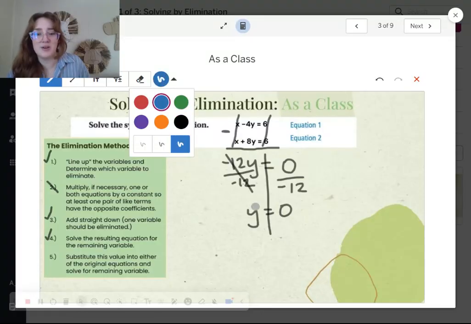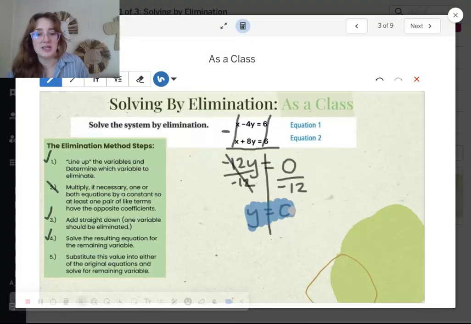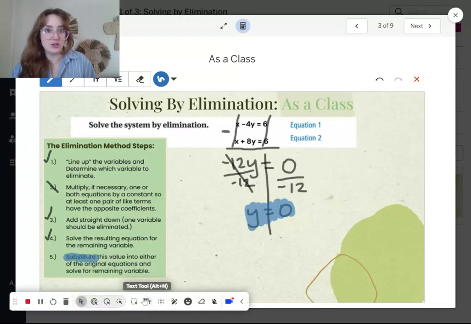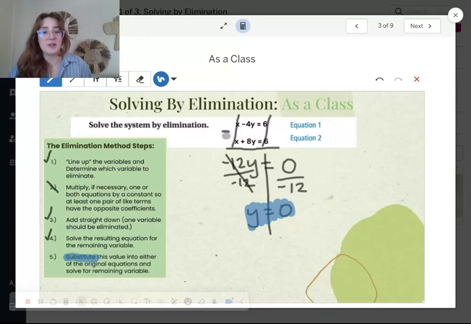All right, so now we know what y equals, but our answer needs to be an ordered pair, a coordinate. So we're like, okay, we know what y is. How can we figure out what x is? We're going to use substitution yet again. We're going to plug it in again. Either equation, doesn't matter. You're going to get the same answer.